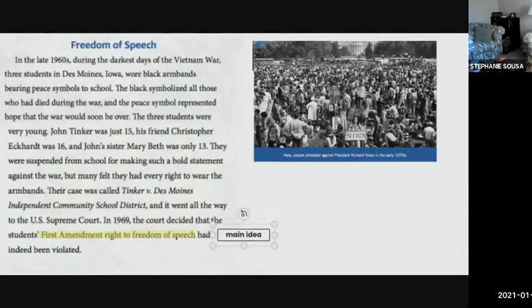Then we are going to find some key details to support the main idea that people have the right to the freedom of speech. One freedom of speech idea was that people wore black armbands. People wore black armbands bearing peace symbols to school. Another idea is that here people are protesting against President Richard Nixon. These are ways that students and people are able to express themselves and what they feel.